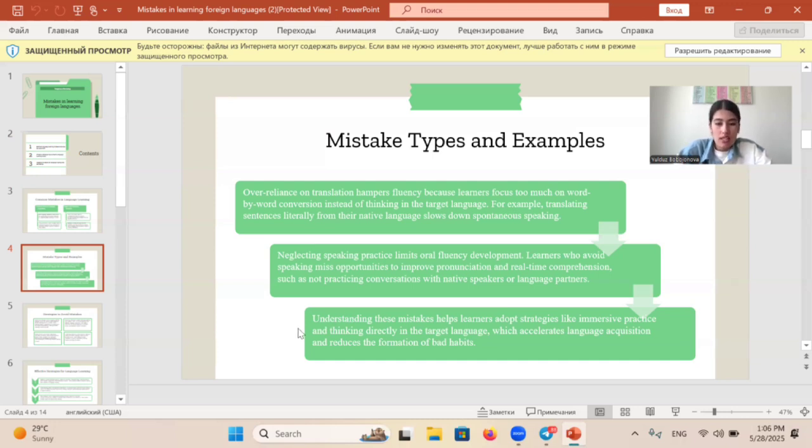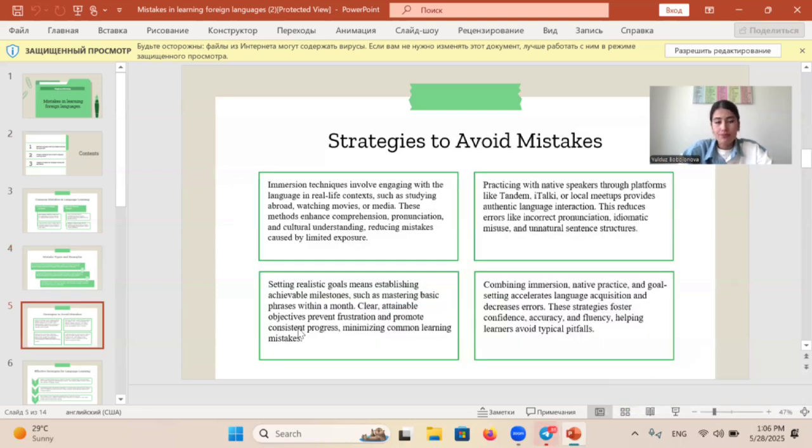So understanding these mistakes helps learners adopt strategies like immersive practice and thinking directly in the target language, which accelerates language acquisition and reduces the formation of bad habits. And strategies to avoid mistakes. Immersion techniques involve engaging with language in real life contexts, such as studying abroad, watching movies, or media. These methods enhance comprehension, pronunciation, and cultural understanding, reducing mistakes caused by limited exposure.